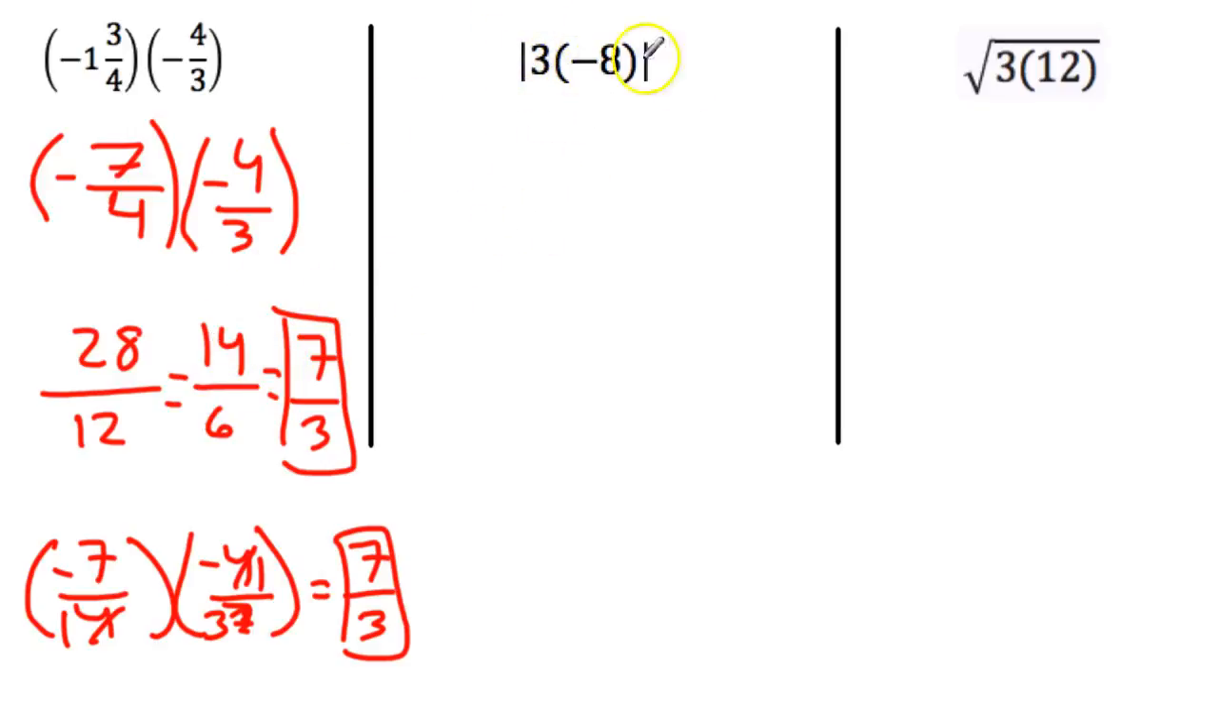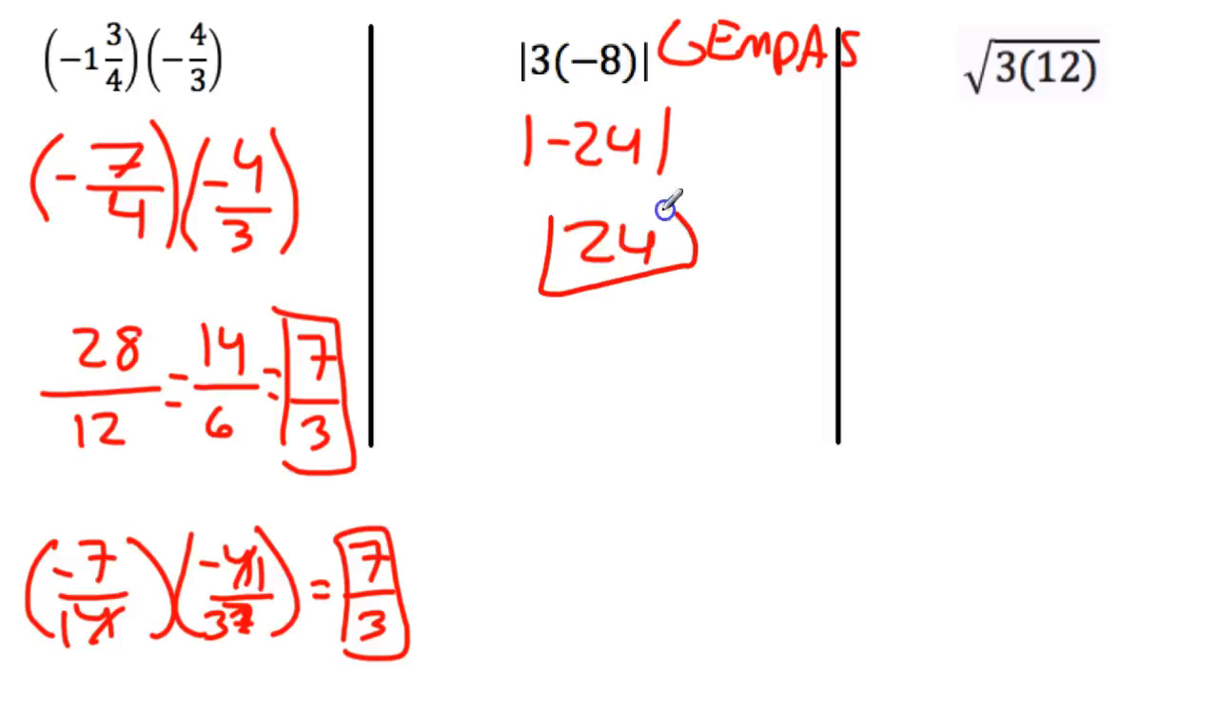Now we have one with the absolute value bars. These are great. So what we want to keep in mind is GEMDAS, right? G for grouping symbols. We need to do the absolute value brackets, everything inside those first. So we have 3 times -8. That's going to be -24. The absolute value of -24 is +24. So that's your answer right there.